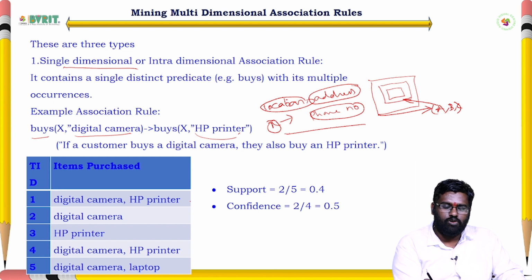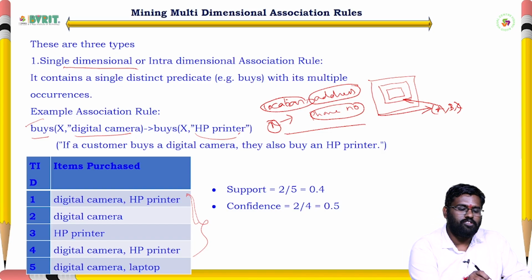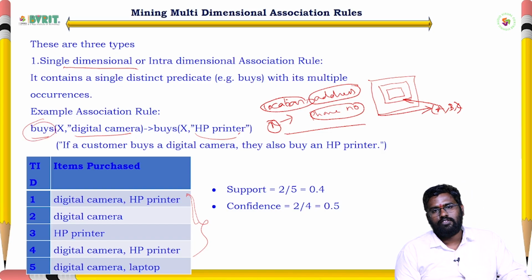Here I have taken one example. I have purchased all these different types of items, including the digital camera and HP printer. Now we need to calculate using this single predicate. The predicate we are using is buys. So for this single predicate we need to calculate support and confidence. Based on the support and confidence, we finalize what percentage of people buy the digital camera and also buy the printer.